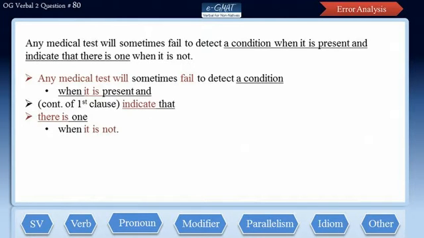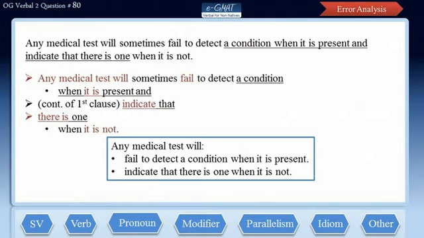Now, the sentence presents a list of two items. What will any medical test at some point in time do? Any medical test will firstly fail to detect a condition when it is present, and secondly indicate that there is one when it is not. But the way the condition is stated in the second point is not very clear. The sentence intends to state that the test will indicate the presence of a condition when the condition is not present. But the way the second element is listed, it's not very clear as to what the condition is.